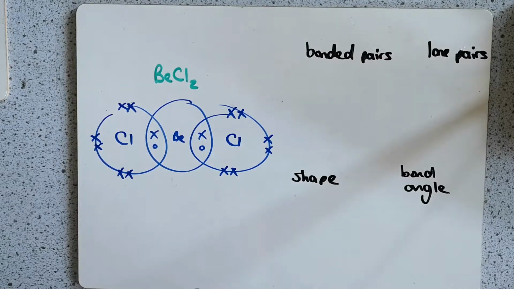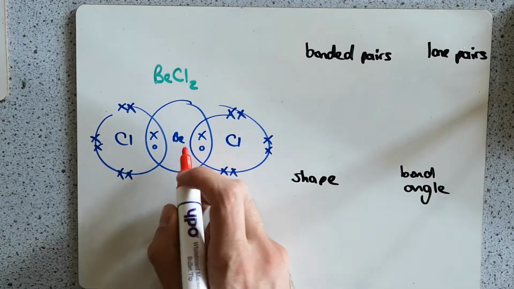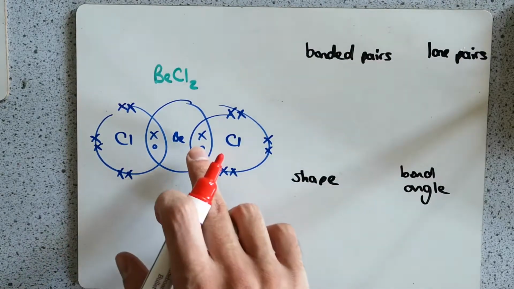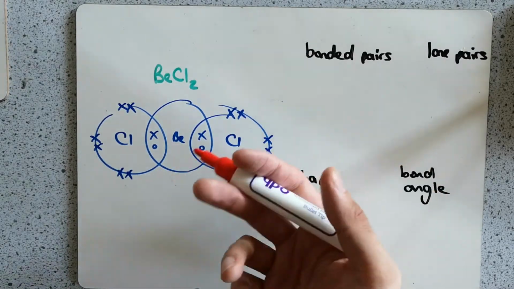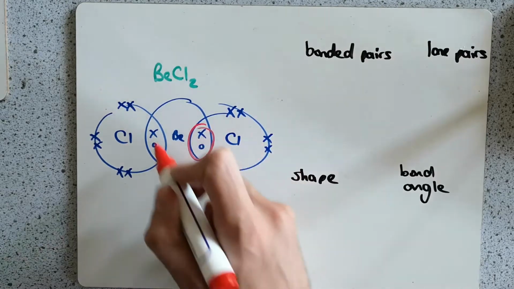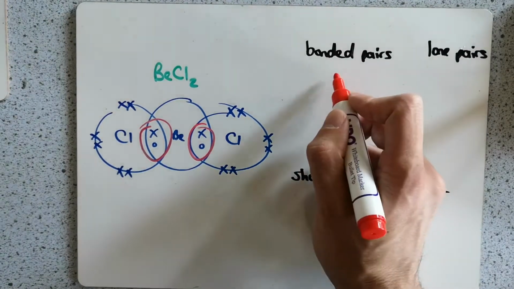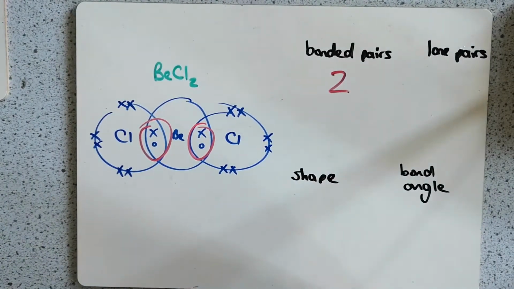So if you look at beryllium here, that is our central atom. Nice one in the centre. The other things are bonded to it. So we've got here bonded pairs. Now this means how many covalent bonds has it got? It's got 1 here and 1 here. So that has 2 bonded pairs.